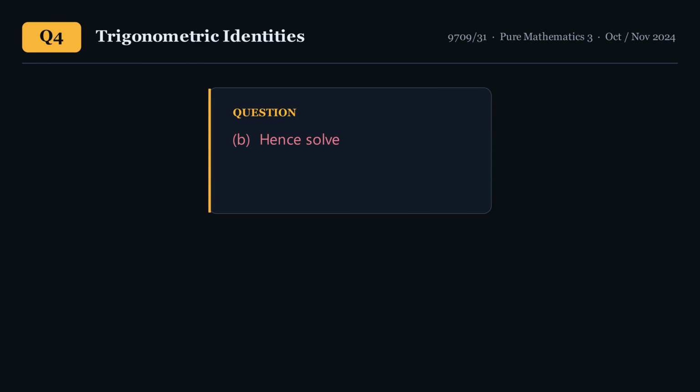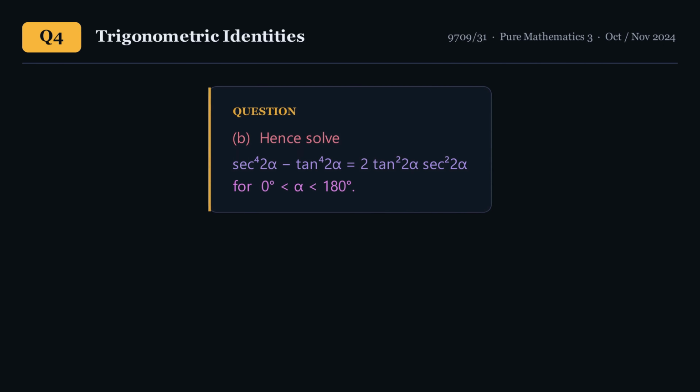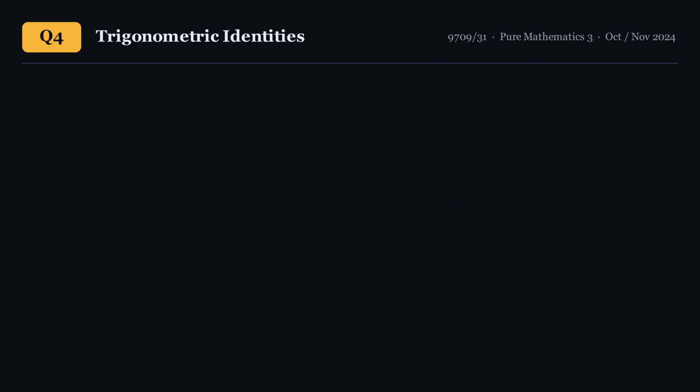Part B. Hence solve sec to the fourth 2 alpha minus tan to the fourth 2 alpha equals 2 tan squared 2 alpha sec squared 2 alpha, for 0 degrees less than alpha less than 180 degrees. Now let's work through the solution step by step. Part B. Solve for alpha between 0 and 180 degrees.